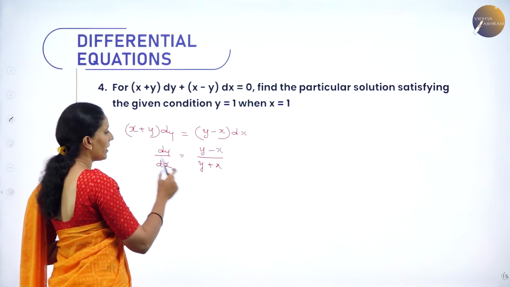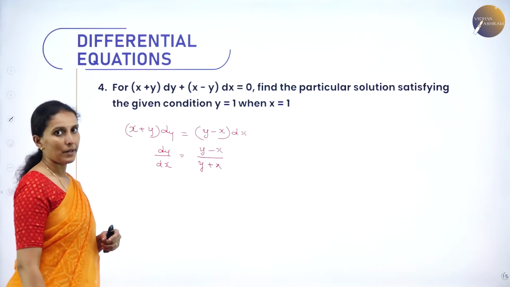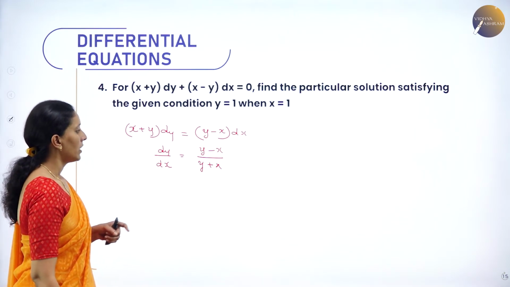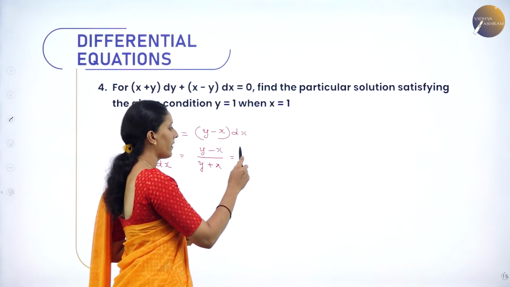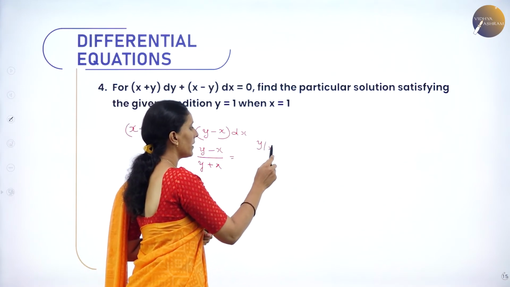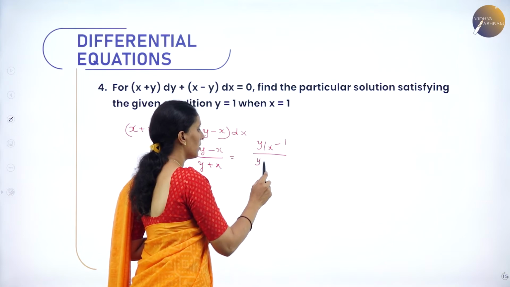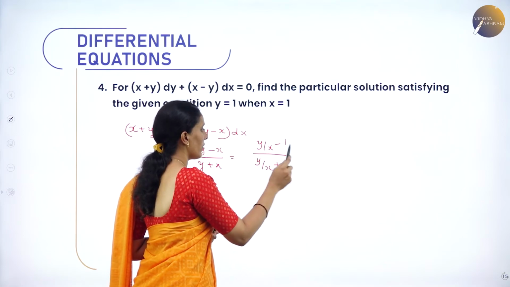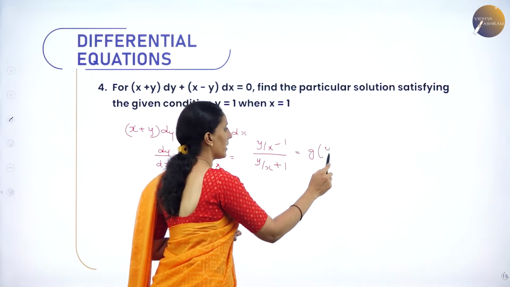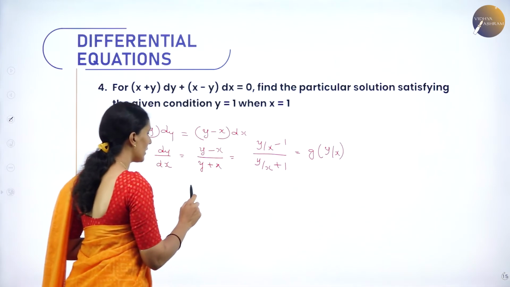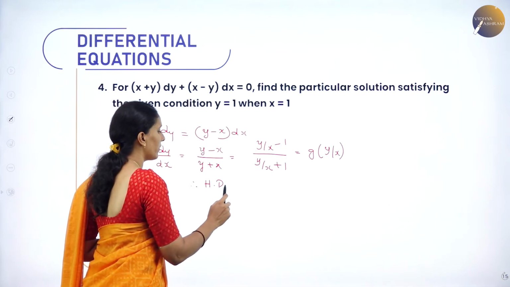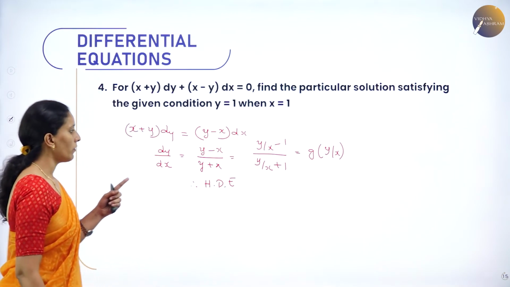So here x plus y I have written in the form of y plus x, which is one and the same. Now if you take x as a common factor, then it is (y/x − 1)/(y/x + 1). So again this is of the form y by x. Therefore, clearly it's a homogeneous differential equation.